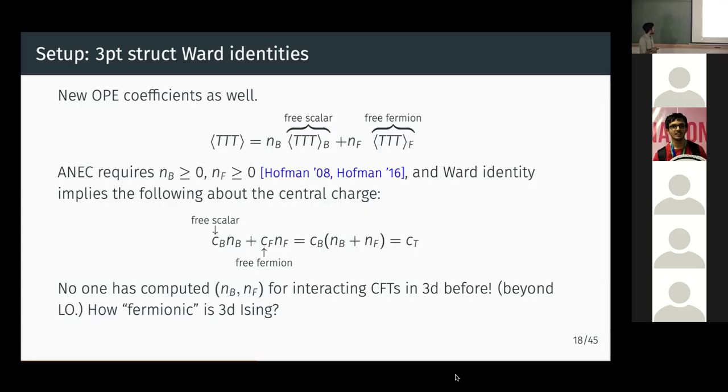That's why we can write things in terms of NB and NF, which is related to CT in this way. Now, the interesting thing is that no one has actually computed these NB and NF in any capacity beyond leading order that I'm aware of in 3 dimensions. But we're sort of obliged to study this because we need to include this OPE channel in our theory. So this NF, in some sense, you can say is like how fermionic is the Ising CFT, if you're being a little bit silly.